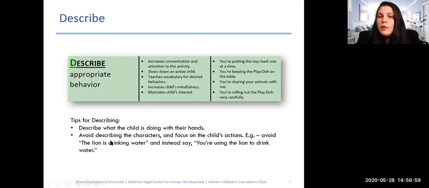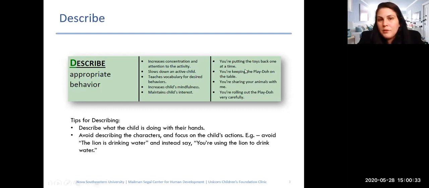So just some tips: you want to avoid describing the characters. You want to focus on the child's actions. And I think this is probably maybe the hardest skill to differentiate, is being able to describe what the child is doing with the lion or with the toy rather than what the toy is doing. And it happens to me as well. Sometimes it's a lot easier for me to describe, oh, little Peppa Pig is going to the market, versus, oh, you're using Peppa Pig to go to the market, right? So shifting the attention back on the child is what we want to do.